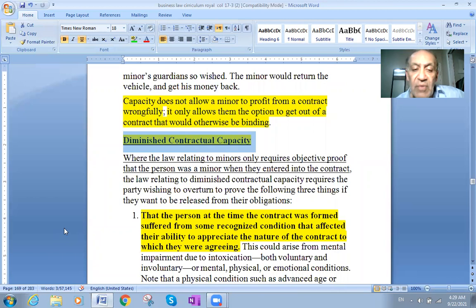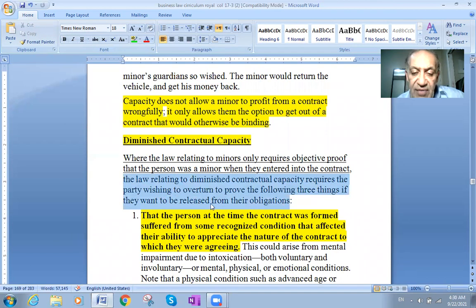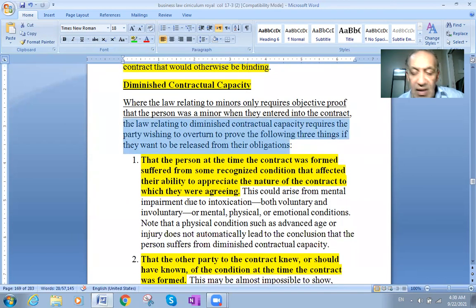Now, when we talk about contractual capacity, we remember many points. As an example, where the law relating to minors only requires objective proof that the person was a minor when they entered into the contract, the law relating to diminished contractual capacity requires the party wishing to overturn it to prove the following three things if they want to be released from their obligation.